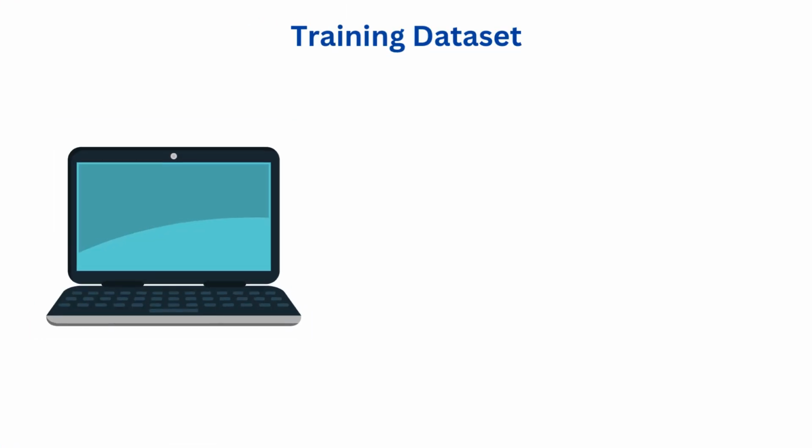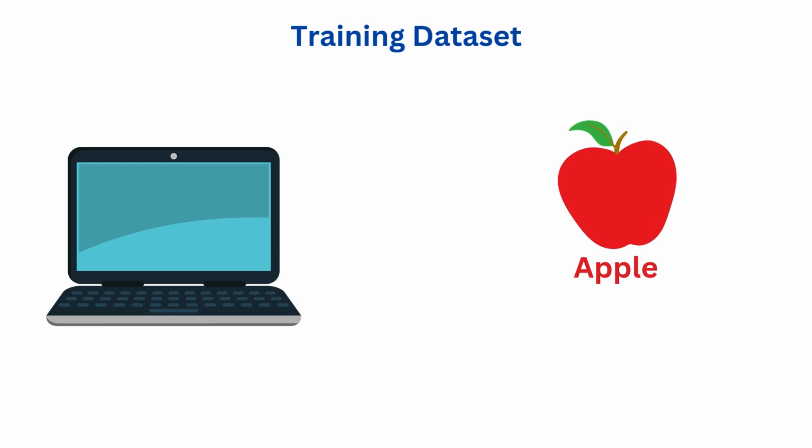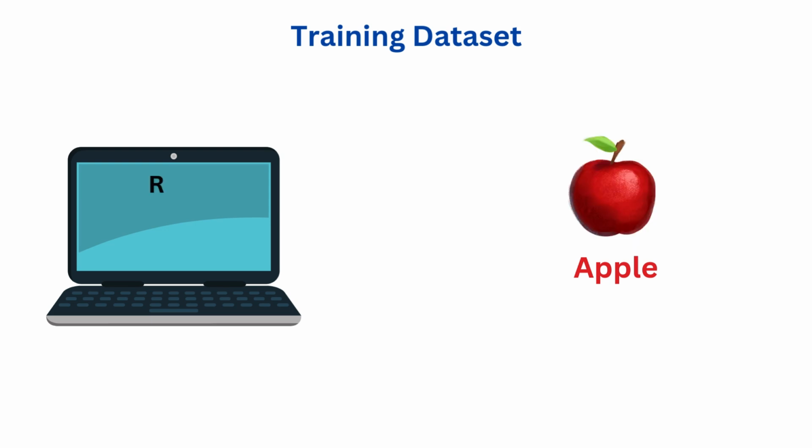Training dataset. It includes lots of labeled examples like pictures of apples labeled as apple. The AI studies these examples and learns patterns just like you learn from textbooks.